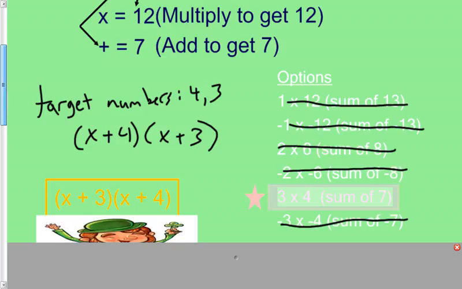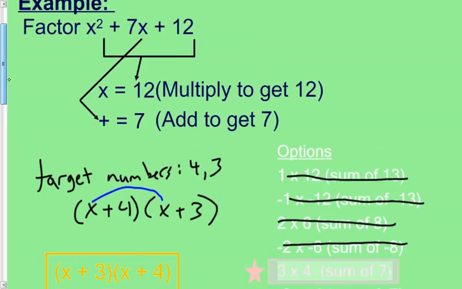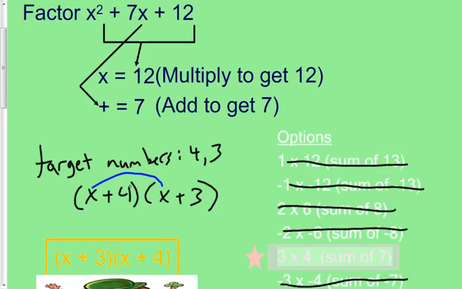So I'm going to do this mentally, but if we do the FOIL method, the first would get us x squared, which is what we're supposed to start with, right? We have x squared in the front there. Then the outsides would be 3x, and the insides would be 4x. That makes 7x, which is right there. And then last would be 4 times 3, which is 12, and that gets us right there. So that takes us back to what we started to factor.